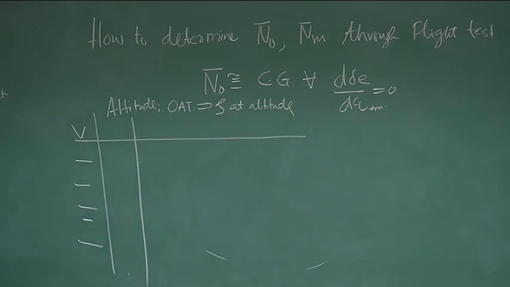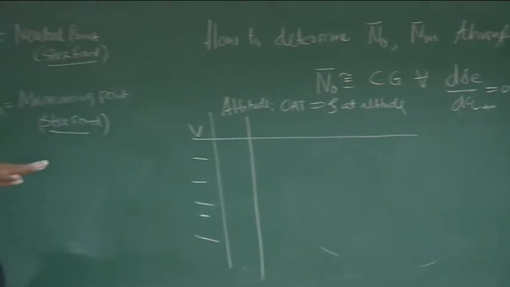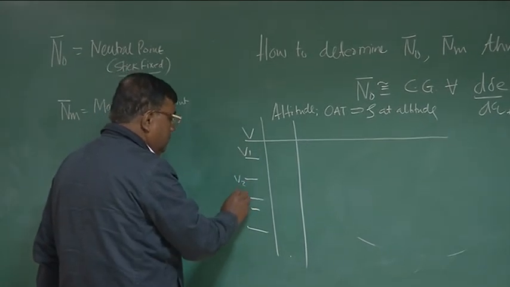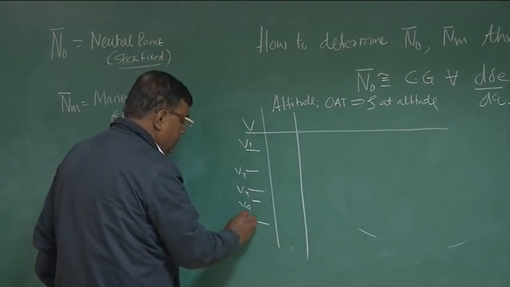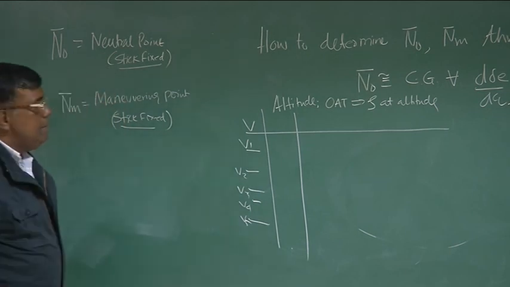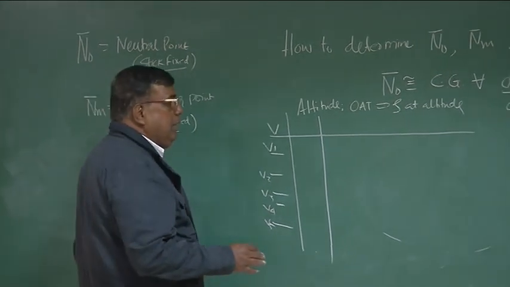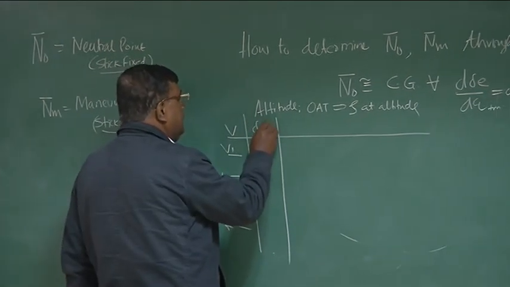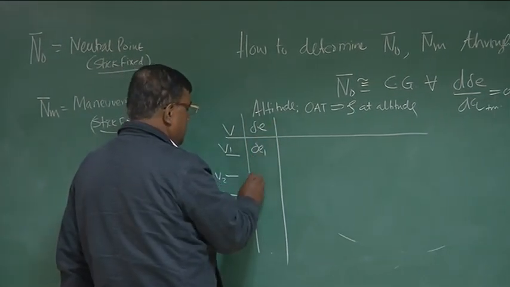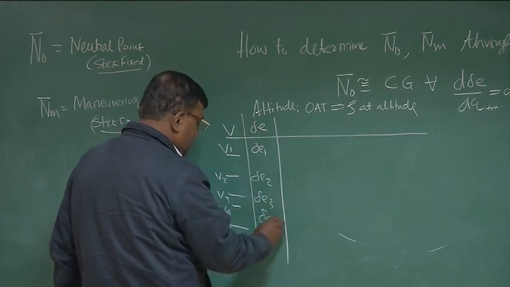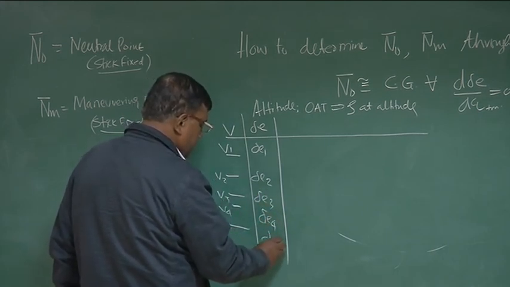I go to the altitude, and I try to cruise at a particular V, let's say V1, V2, V3, V4, V5. And then I ensure that I have trimmed the airplane because I'm cruising, so I'll measure the delta E, say delta E1, delta E2, delta E3, delta E4, and delta E5.